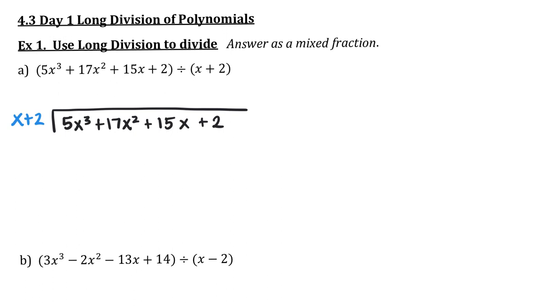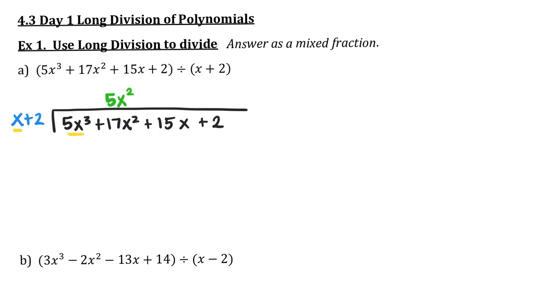Now when I look at this, I'm going to look only at the first term here and the first term here to start with. I want to think, what do I times this so it equals this? I'm going to do this times 5x squared, and that's going to give me 5x cubed. I like to line it up under the like terms. So this is x cubed, I'm going to put the 5x squared here, because it helps me figure out when I get to the remainder.